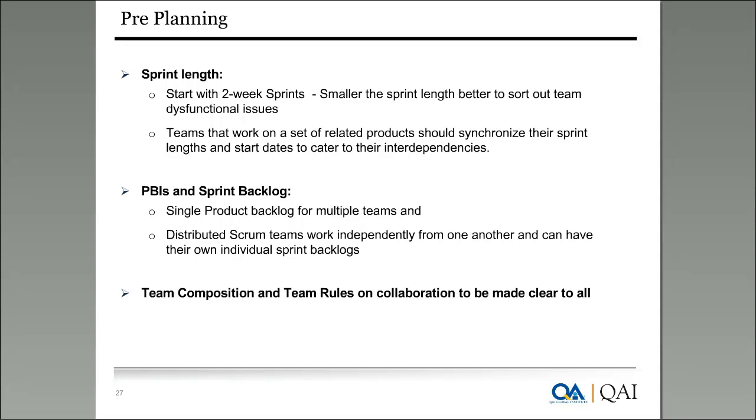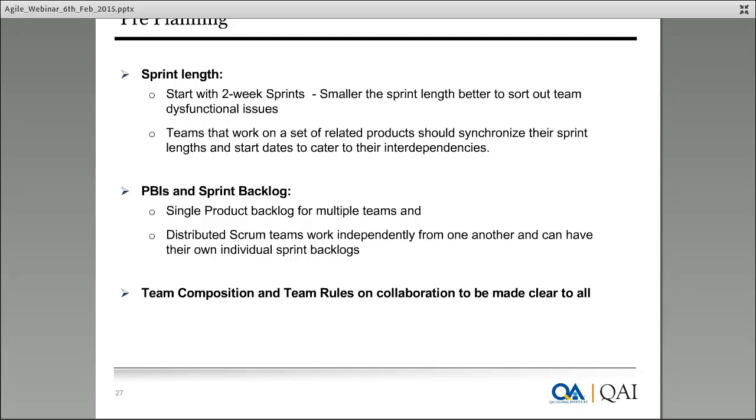So there is a single product backlog for multiple teams. Distributed Scrum teams work independently from one another and can have their own individual sprint backlogs, as we discussed earlier. Of course, if it is a global integrated single team, they are working on a common sprint backlog. Otherwise, if the functionality or features are divided such that there are minimum dependencies, each team can have their own sprint backlog, but at the end of the day they will be working on one main product backlog, which gets distributed based on the different functionality and features each team is working on.